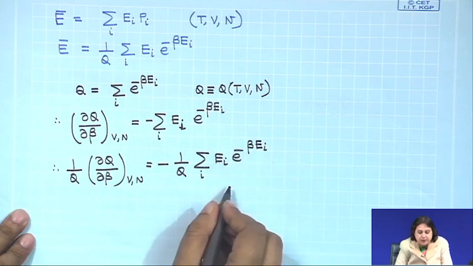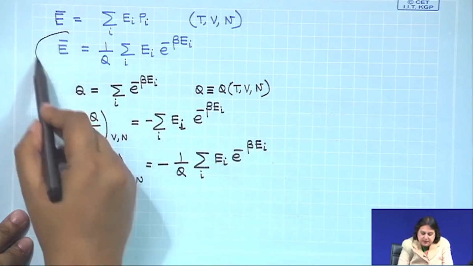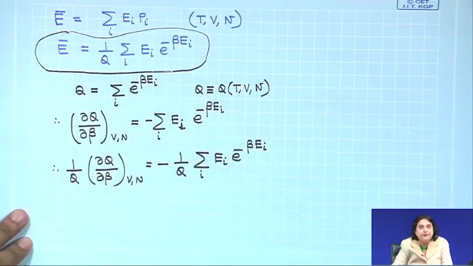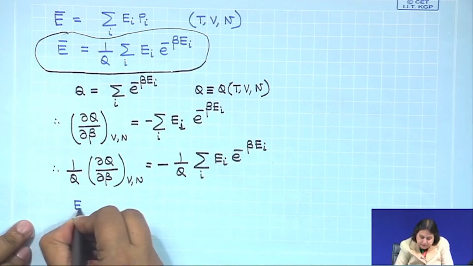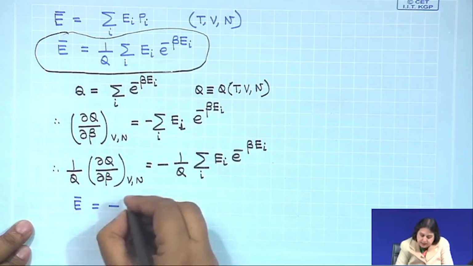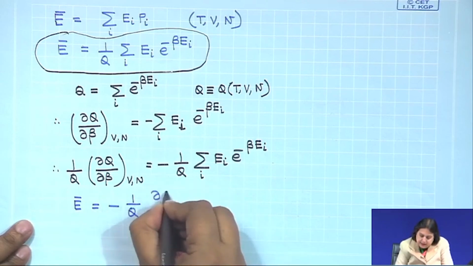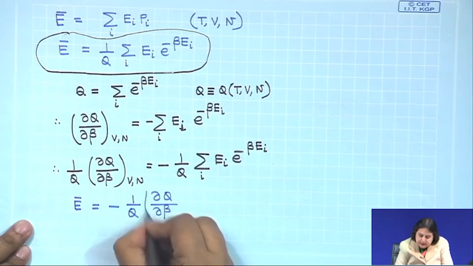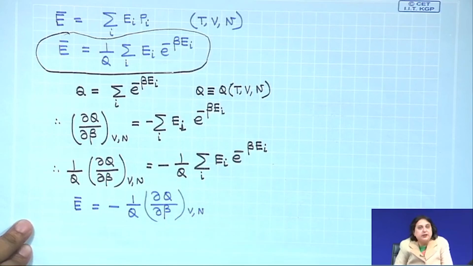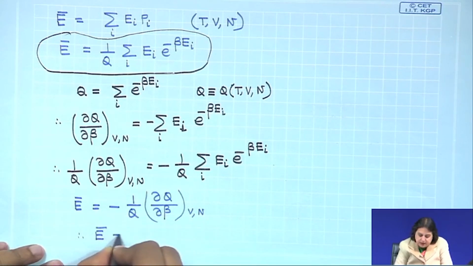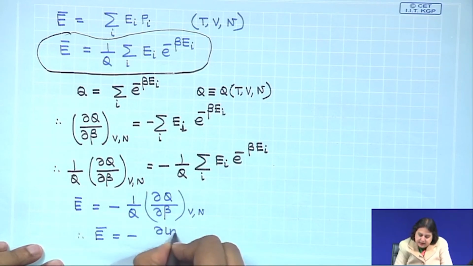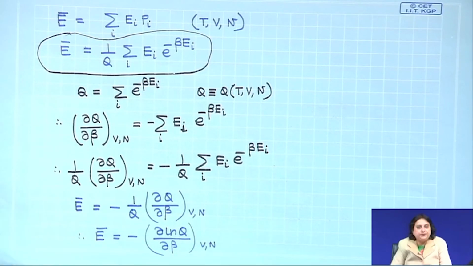Now, does this look familiar? Of course, this is nothing but this expression that I have written down here. Okay. And therefore, I should be able to say that E bar is equal to minus 1 by Q del Q del beta, keeping volume and number of particles constant. But as you see, this can be further simplified, I can very easily write down that E bar is equal to minus del ln Q del beta, keeping V and N constant.